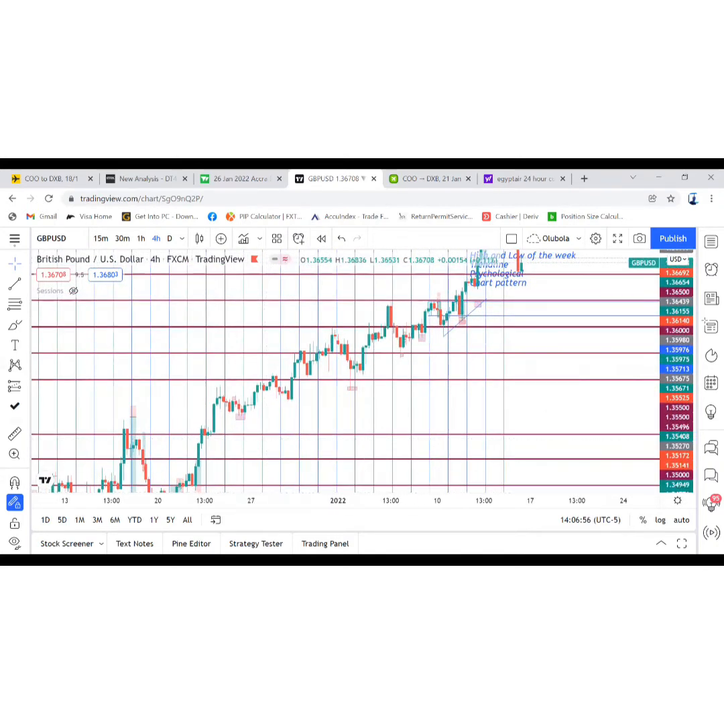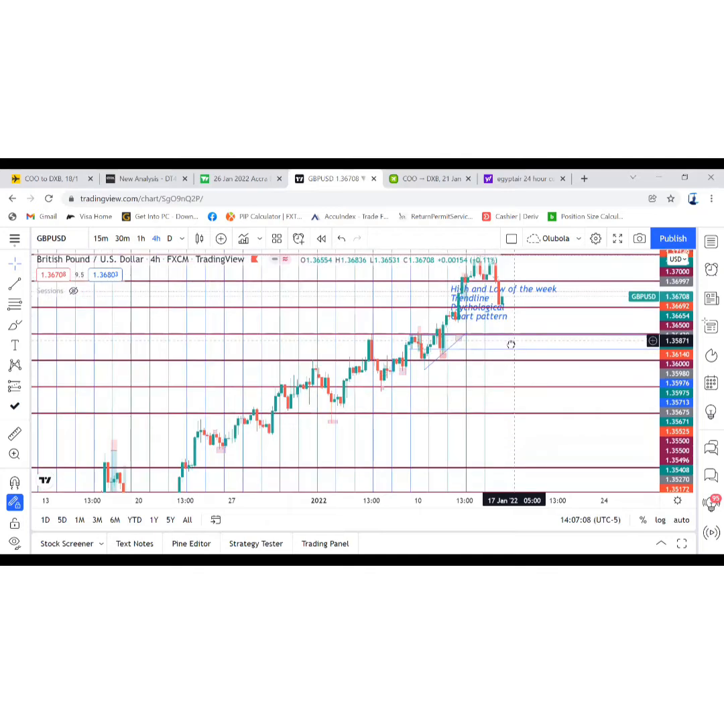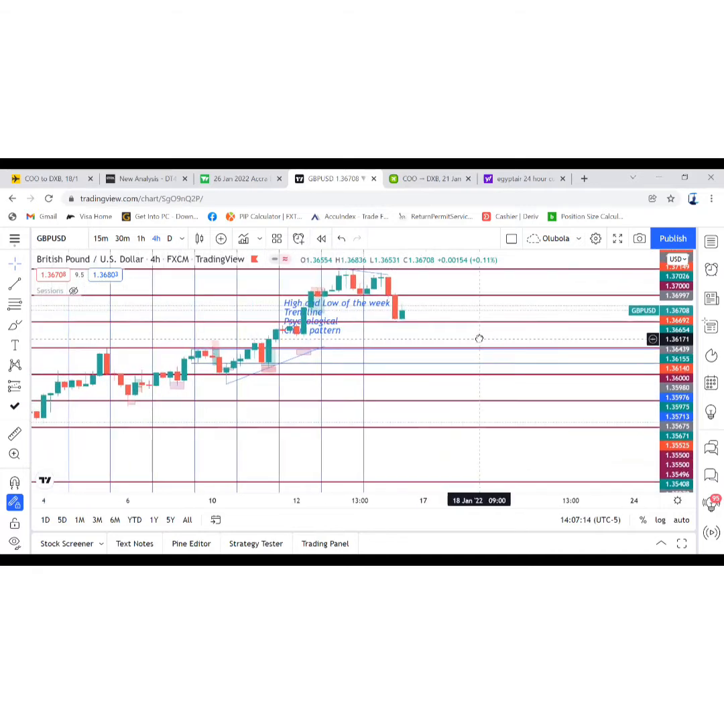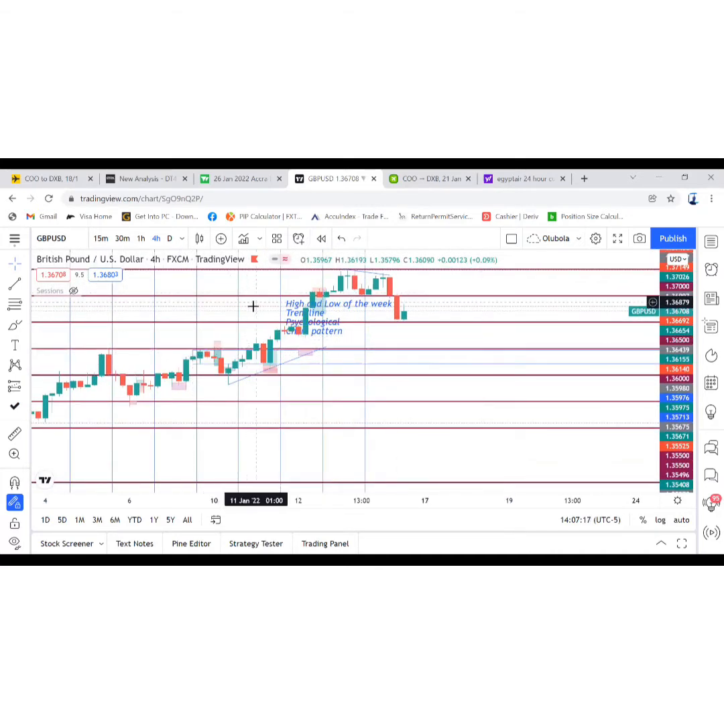Okay, Monday is on the 10th. So on the 10th, what I do is take the first 2 four-hour candles that form. This is the first one here, and this is the second one. So the highest here, this is where you see the horizontal line, and the lowest peak, this is where you see the other horizontal line.